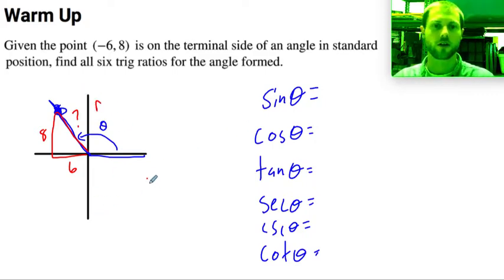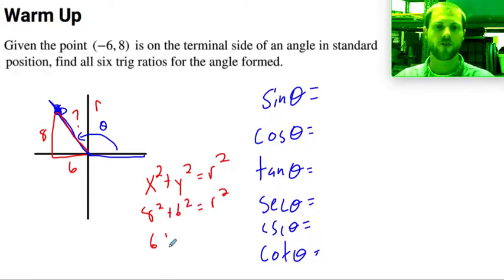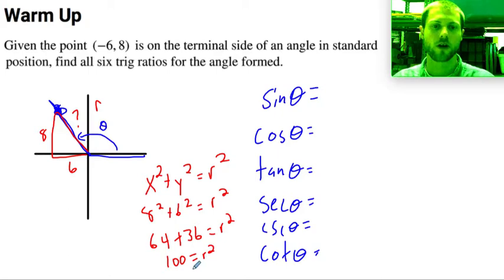So the r is going to be given by x squared, we're using Pythagorean theorem, plus y squared equals r squared. So that's going to be 8 squared plus 6 squared equals r squared. And so it's going to be 64 plus 36 equals r squared, or 100 equals r squared. So that means that r is going to equal 10 once I take the square root of both sides.